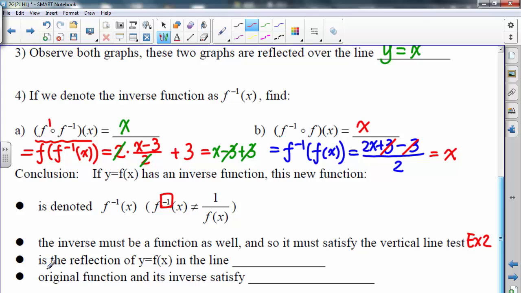The inverse function is the reflection of the original function in the line y equals x. The original function and its inverse function satisfy f of f inverse of x is x. F inverse of f of x is also x itself.